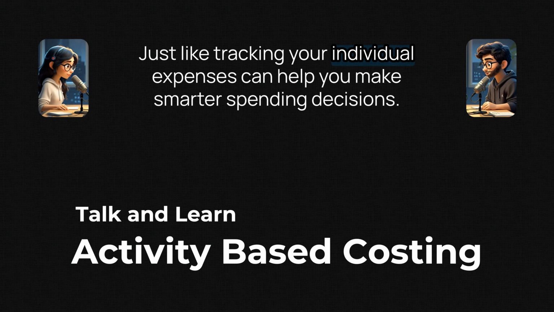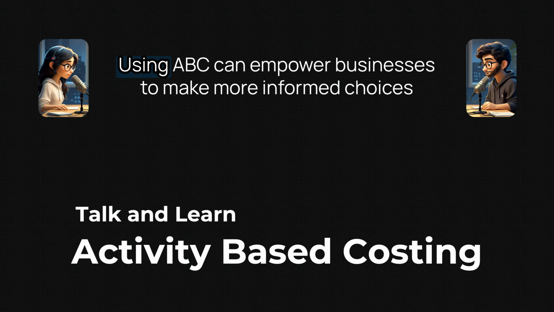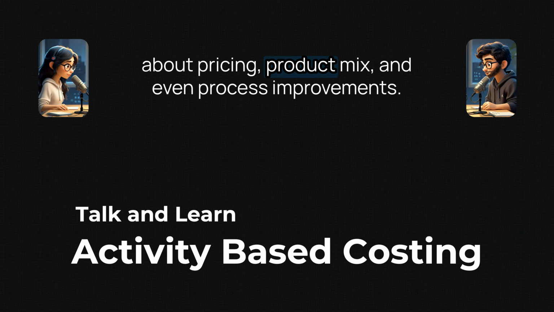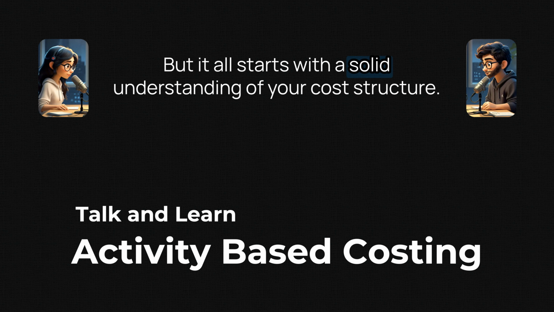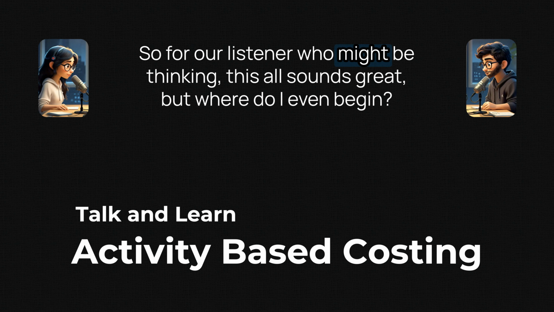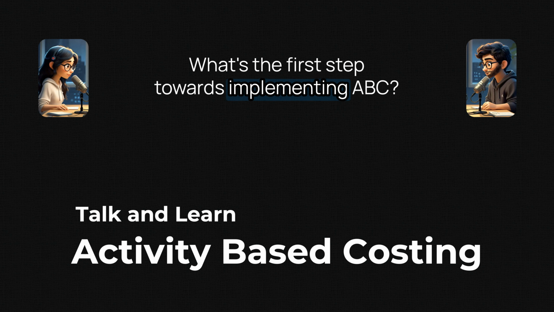Just like tracking your individual expenses can help you make smarter spending decisions, using ABC can empower businesses to make more informed choices about pricing, product mix, and even process improvements. But it all starts with a solid understanding of your cost structure. So for our listener who might be thinking, this all sounds great, but where do I even begin? What's the first step towards implementing ABC?